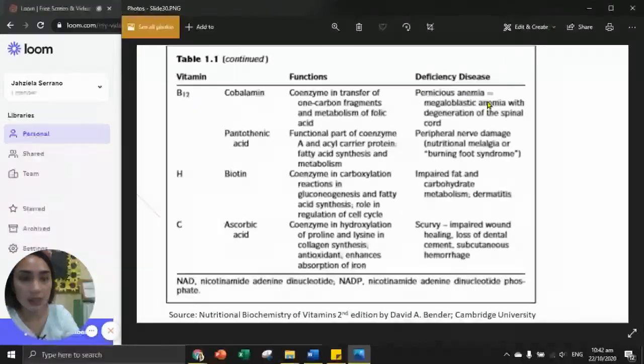So, if you look at this one, no? Ang kanyang deficiency may lead to pernicious anemia or megaloblastic anemia with degradation of the spinal cord. So, we all know anemia is more on related sa ating red blood cells and white blood cells, right? So, B12, iron, and vitamin K related to red blood cells. Another B12 is pantothenic acid. So, ito ay another coenzyme natin.